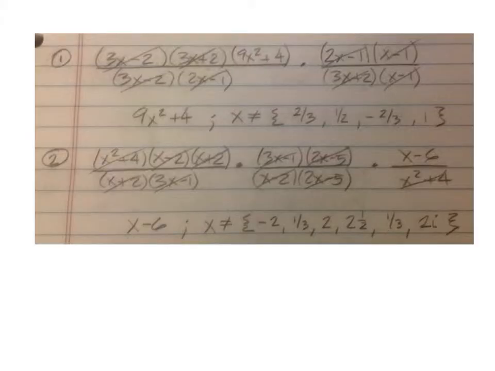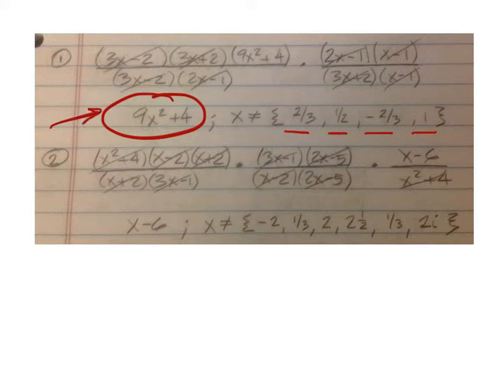Homework solutions. 9x squared plus 4 is the simplified version, and out of order your x values are 2/3, 1/2, negative 2/3, and 1.